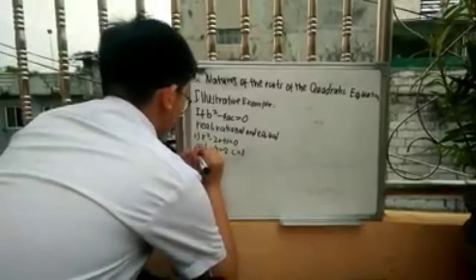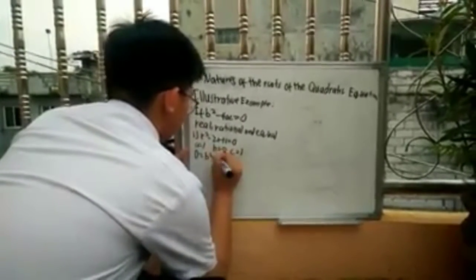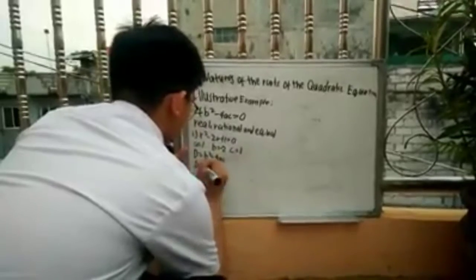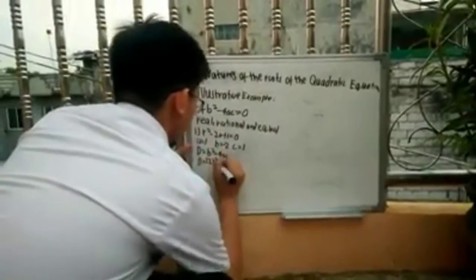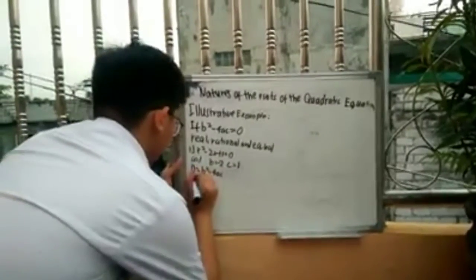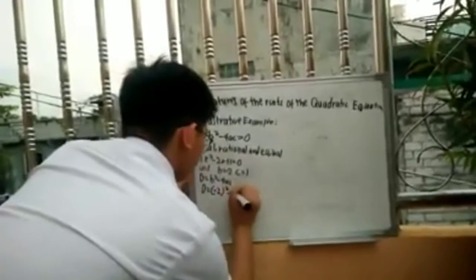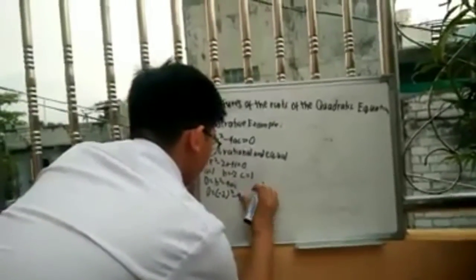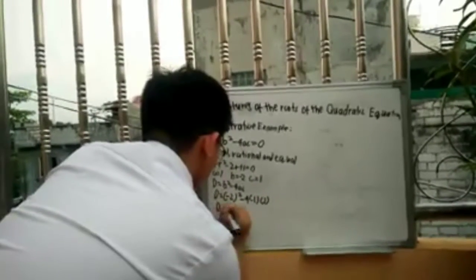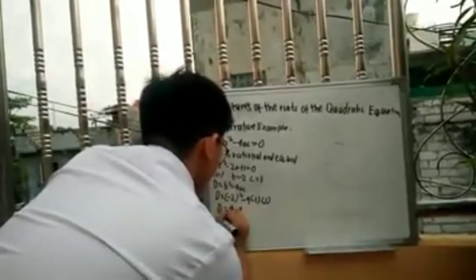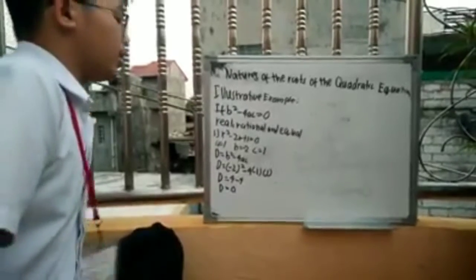So using the formula, substitute. Then substitute. So the nature of the roots are real, rational, and equal.